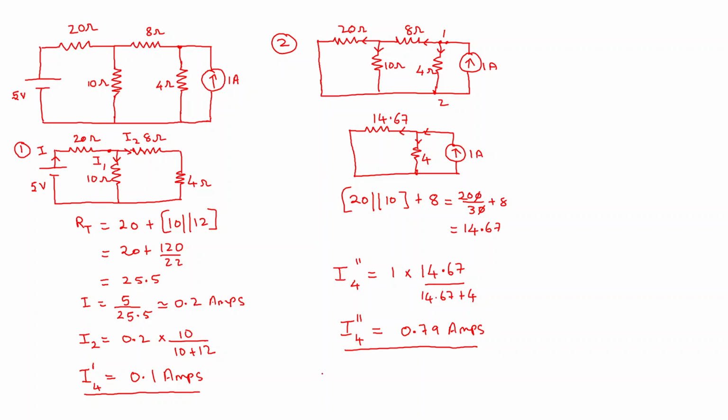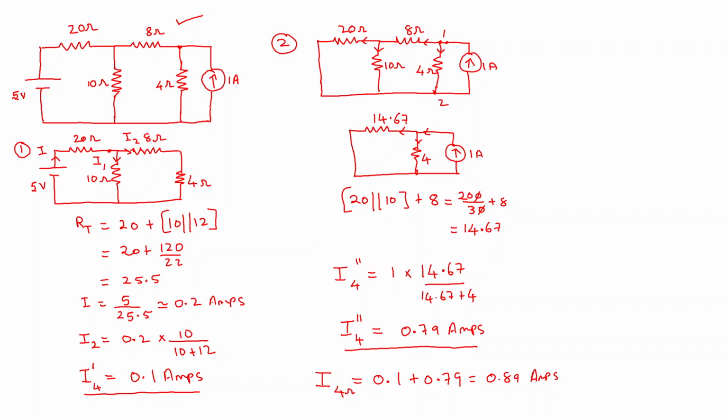So to find the total current that is flowing through this 4 ohms resistor because of both the sources acting together. In this circuit, if you would like to know what is the current flowing through 4 ohms, then you can add these two currents, that is 0.1 plus 0.79, which is equal to 0.89 amps. So this is the actual current flowing in the 4 ohms because of both the sources acting at a time.